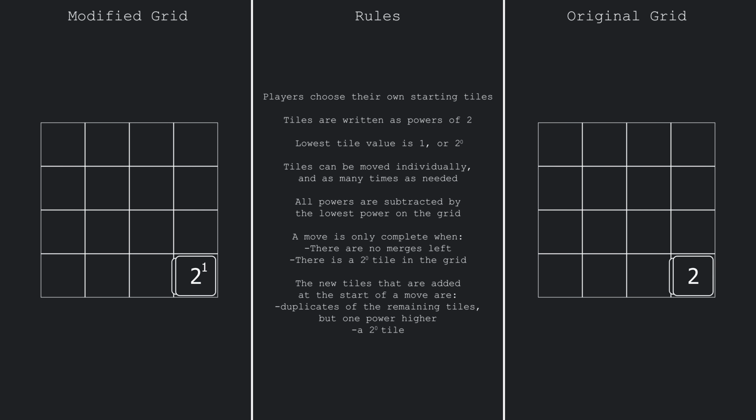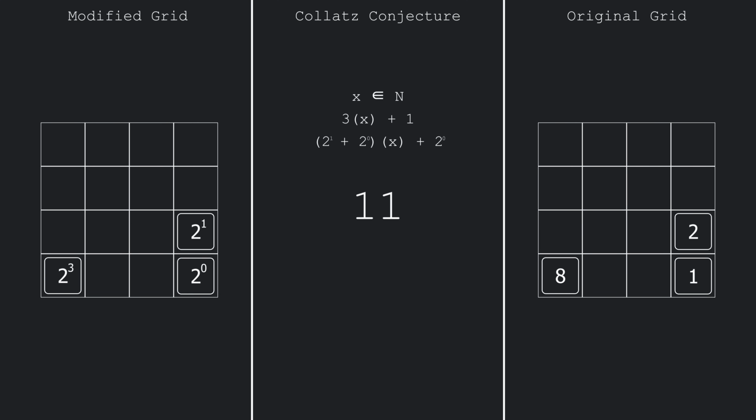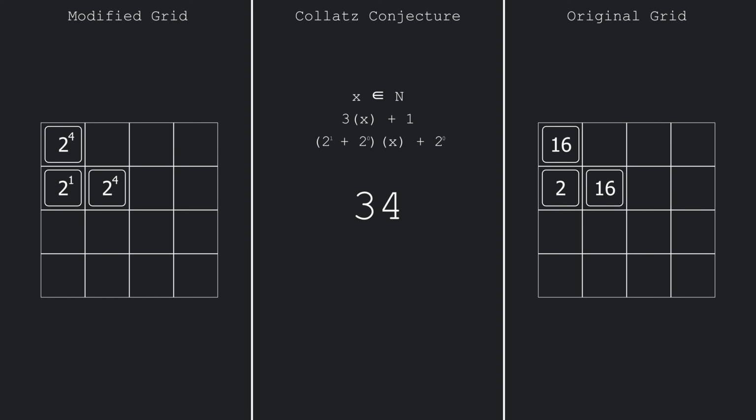And after this point, every time at the end of a move, we will have that single 2 to the power of 0 tile. This is the Collatz conjecture, otherwise known as 3x plus 1, except viewed from a different perspective. The idea of this conjecture is that you can take any positive integer. If that number is odd, you multiply by 3 and add 1. If the number is even, you divide it by 2.